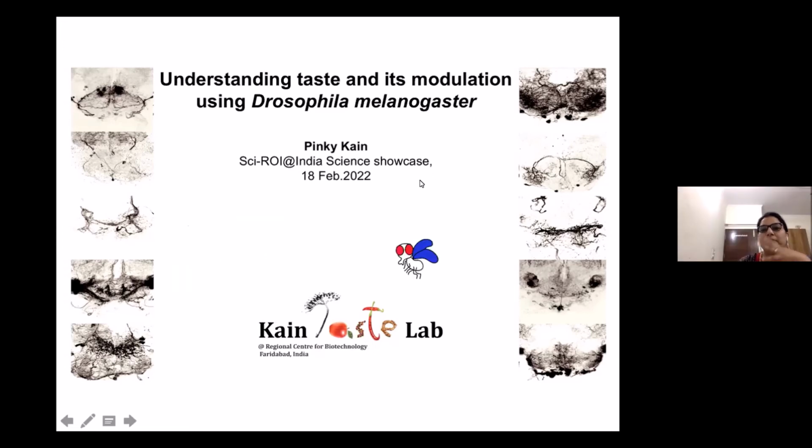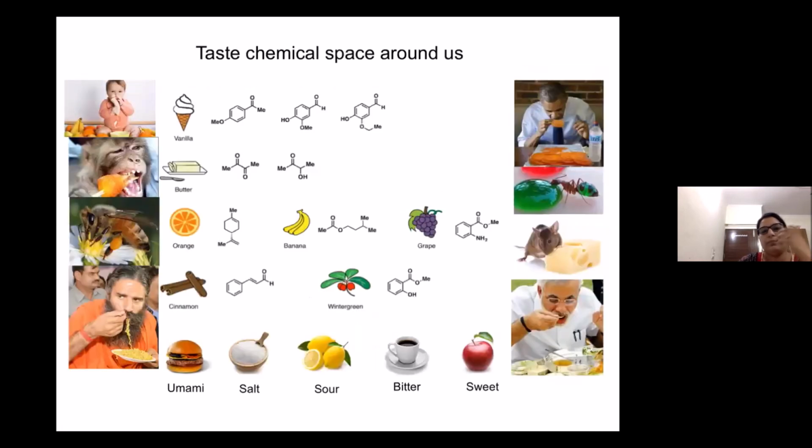Okay, so I'm going to briefly give you the gist of the work that we are currently doing in the lab. Basically, there's a large chemical space around us in terms of various taste modalities. The peripheral sensory input allows animals to accept food which is rich in calories and nutrients and reject food that is toxic or bitter in taste. Animals show attraction towards low salt, sweet compounds or umami taste, and they show aversive behavior towards high salt concentration, sucrose and bitter compounds.